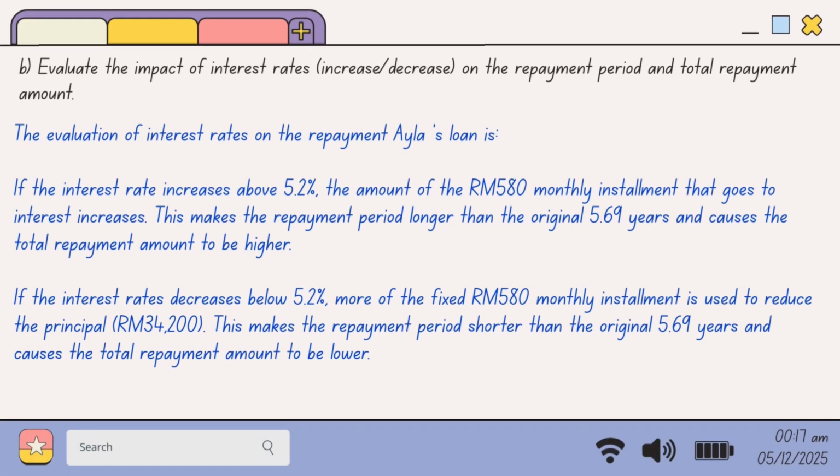Now let's move to 5B. Evaluate the impact of interest rate increase or decrease on the repayment period and total repayment amount. So here is the answer. To summarize, if the interest rate is increased, the repayment period is going to be longer and the total repayment amount is going to be higher. But if the interest rate is decreased, the repayment period is going to be shorter and the total repayment amount is going to be lower.